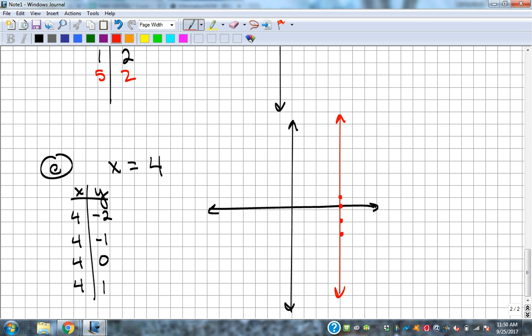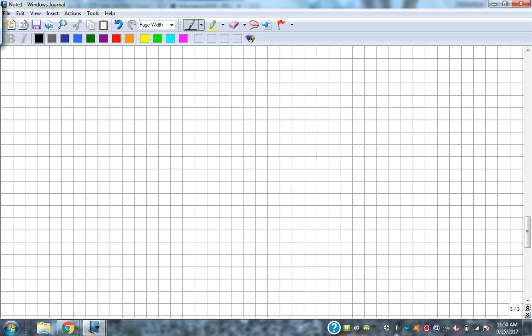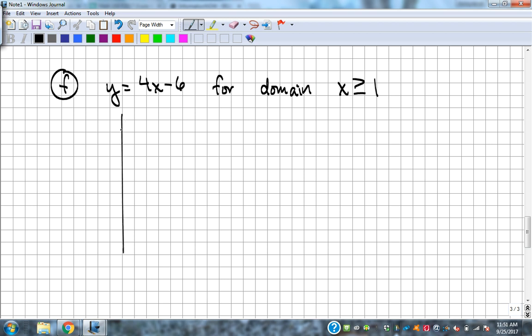Let's do just a couple more with a little different take on a domain from what we did last week. Last week, I gave you certain x values that you had to use. On this one, we want to graph y equals 4x minus 6 for the domain x is greater than or equal to 1. Same idea, though: it's not just certain x values, it's a certain kind of x value, x values that are greater than or equal to 1.